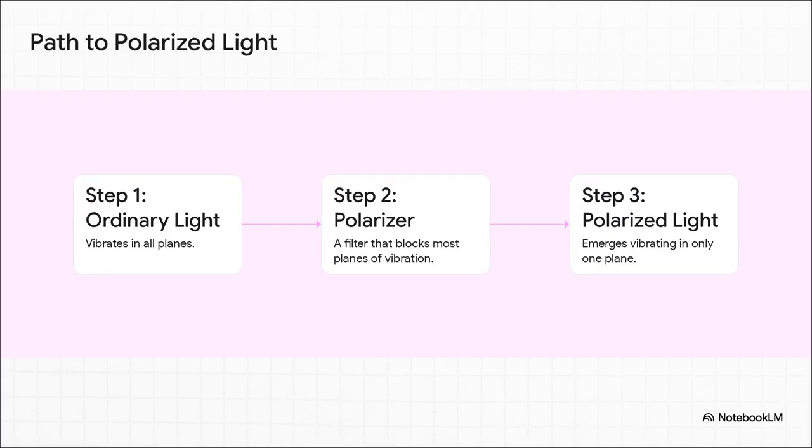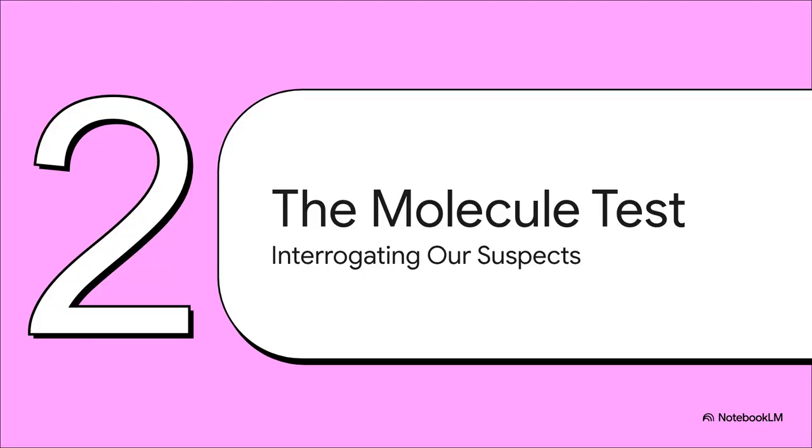So to clean up that mess, we need to send the light through something called a polarizer. Now, the best way to picture this is like a fence with only vertical slats. The light waves that happen to be vibrating up and down can sneak right through the gaps, but all the other vibrations, the side-to-side ones, the diagonal ones, they just get blocked. And what makes it out the other side? A nice, clean, orderly beam of light that's vibrating on just one single plane. That's our polarized light.